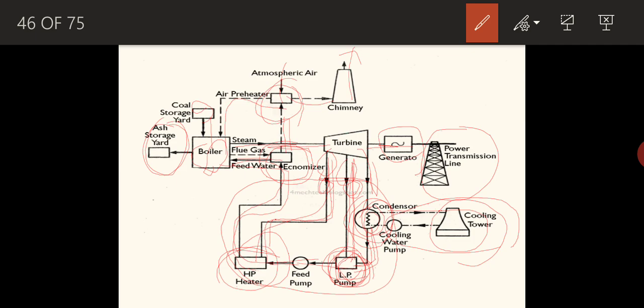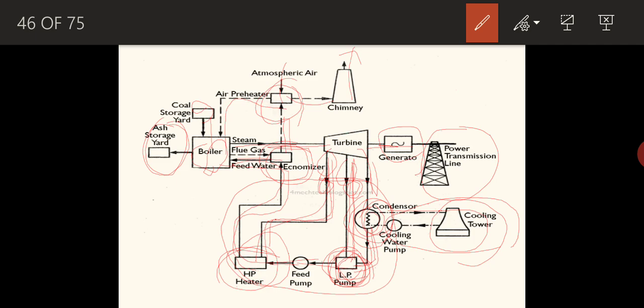So this completes the total working of the steam power plant. I think the concept is clear. I will explain once more. Here three circuits are there. One is the steam circuit. Inside the boiler, high pressure steam is produced by burning the coal.